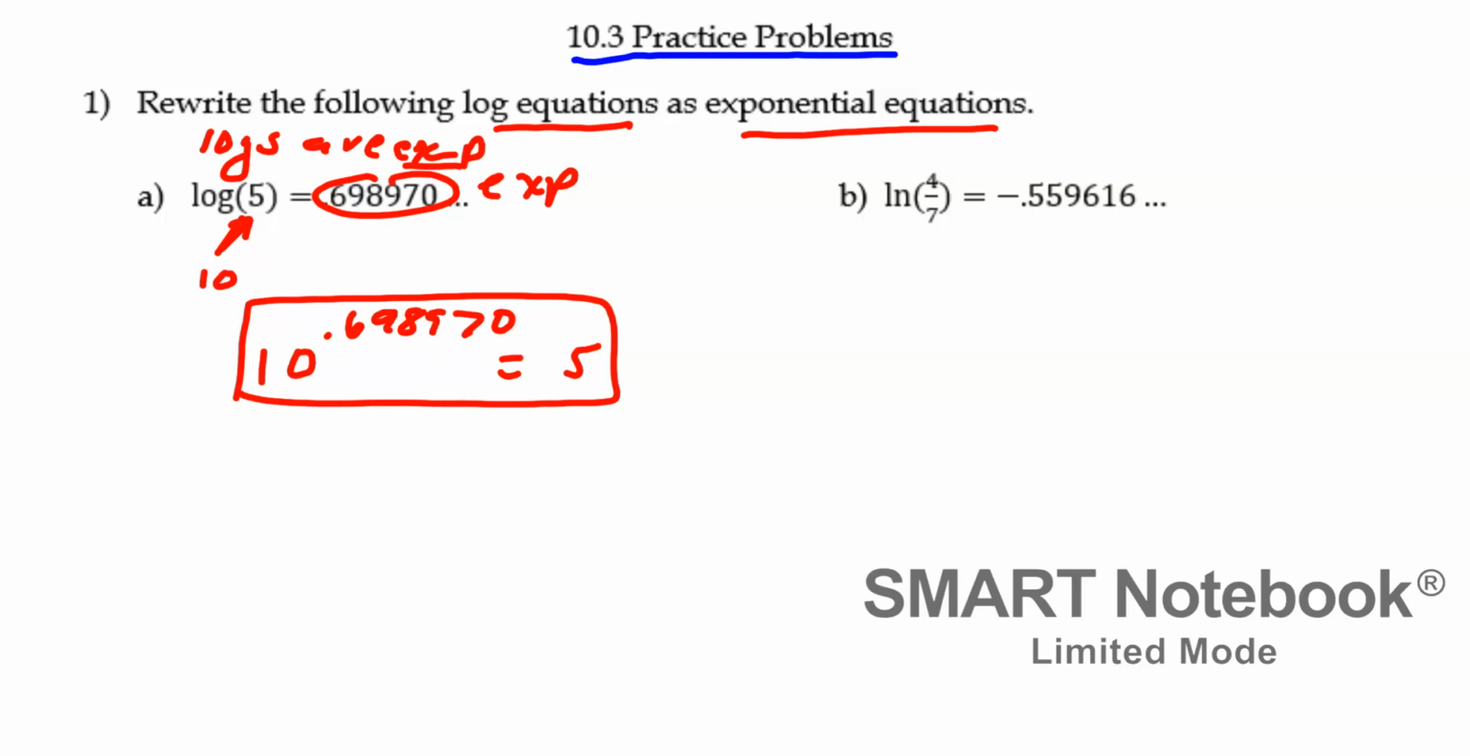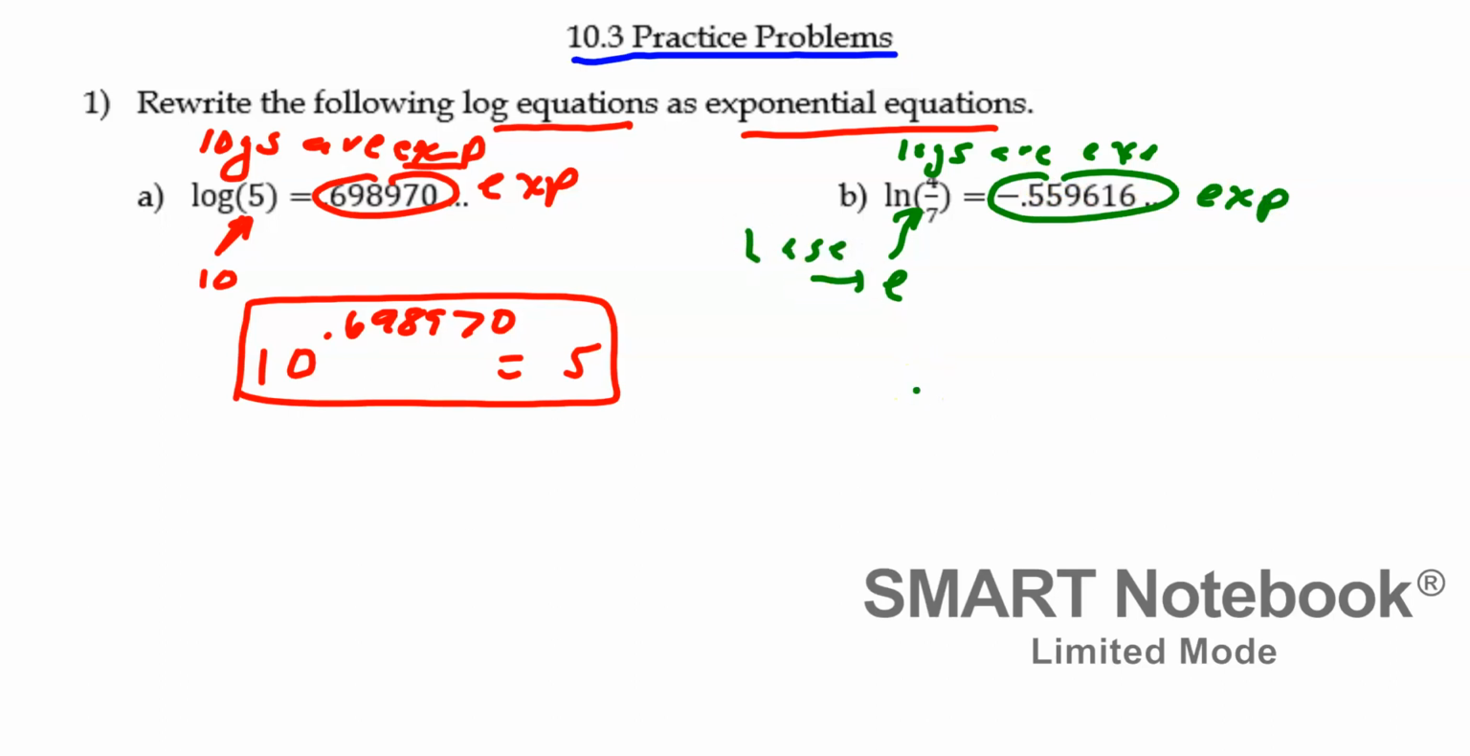Part B, ln of 4/7 equals negative 0.559616. Whenever you see an ln, again, that is really a log. However, the base of an ln is e and not 10. You assume it's an e. So even though this says ln, you're still thinking to yourself, logs are exponents, which means that this is my exponent, and my base must be e. So if I was to rewrite this as exponential, we would have e to the negative 0.559616 is going to equal 4/7.